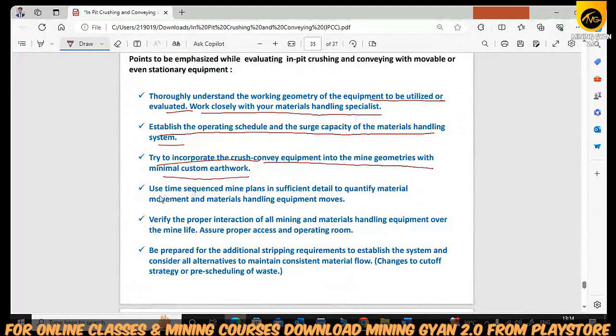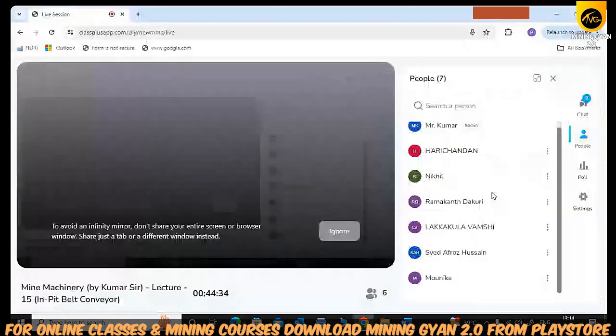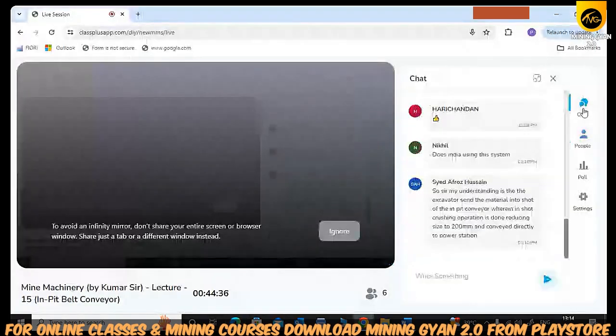Definitely, it is a very good point. Use the time sequence mine plan in sufficient detail to quantify the material movement and material handling equipment of the book. If anybody is asking.